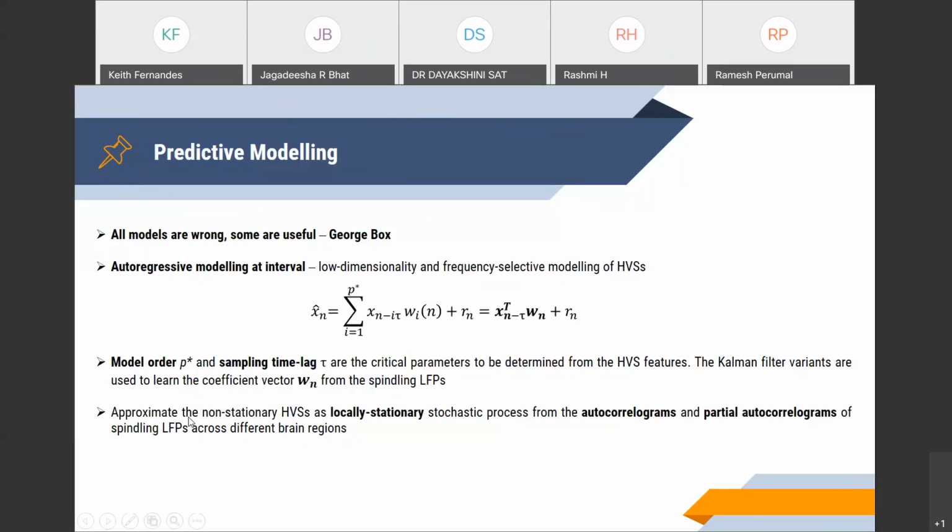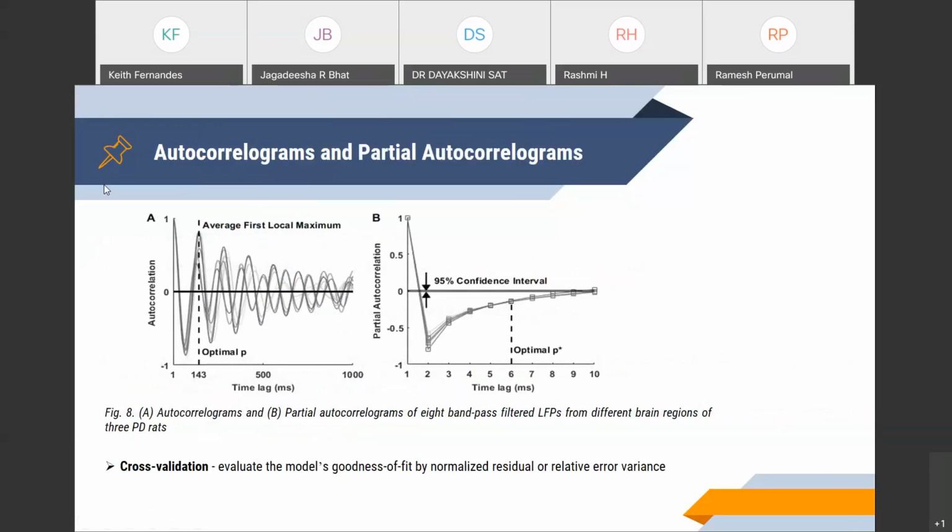As I already mentioned, we need to approximate the non-stationary high voltage spindle as a locally stationary stochastic process from the autocorrelation. These two concepts are very important to determine the parameters, model order and sampling time lag: autocorrelograms and partial autocorrelograms. Autocorrelograms are nothing but autocorrelation functions of different LFPs, and I will show you what results we can take from autocorrelograms and partial autocorrelograms. Figure A shows the autocorrelation functions of different bandpass filtered LFPs.